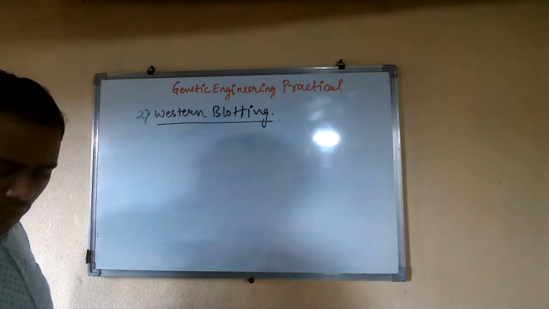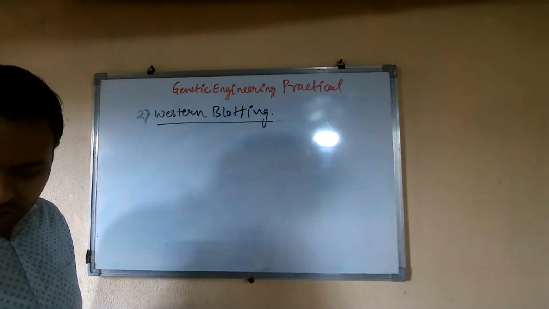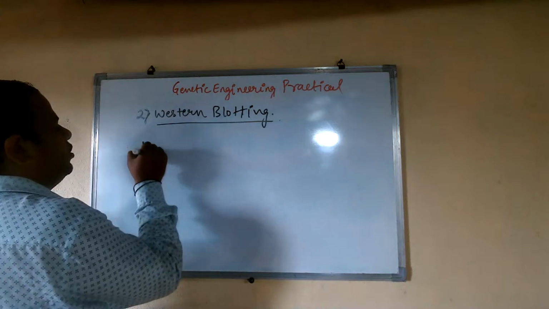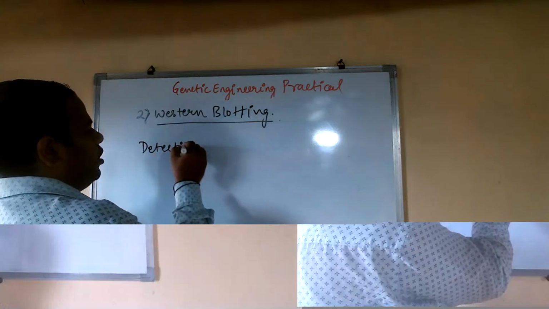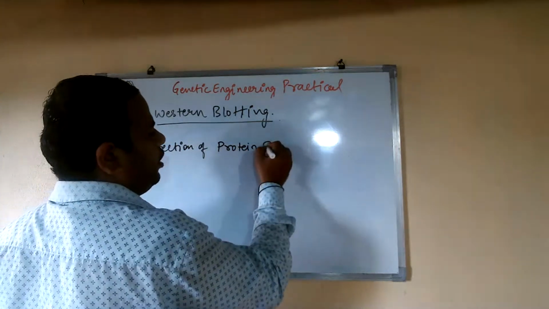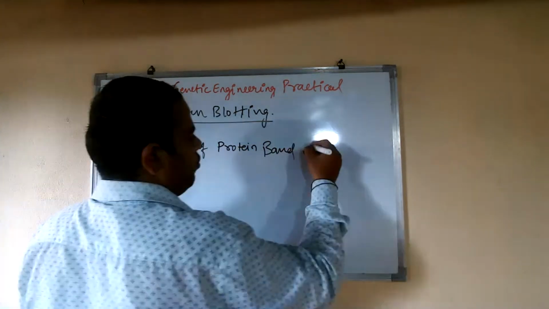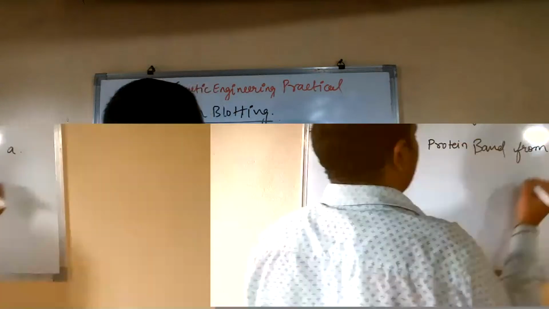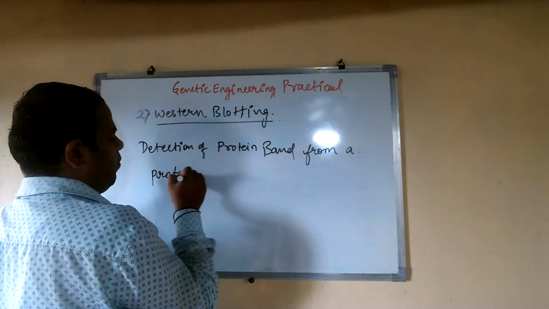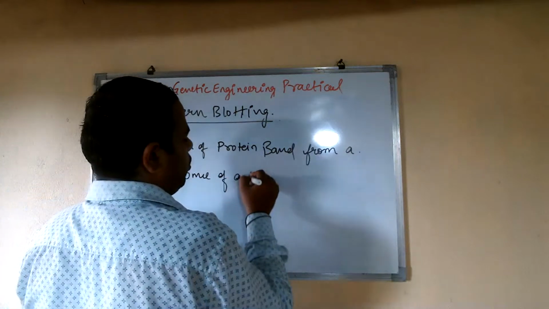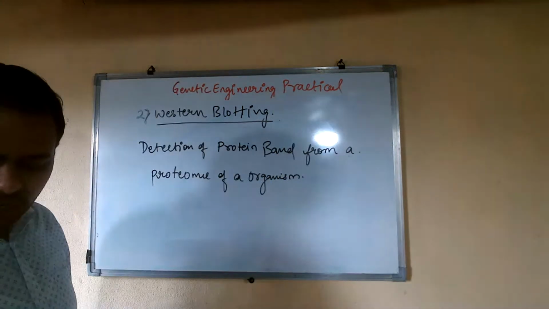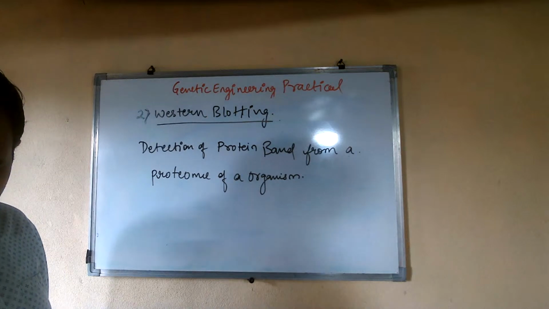Okay, so here western blotting means the determination of protein here. So, detection of protein band from a proteome of an organism. Okay, so in this you have to determine the proteome of an organism.